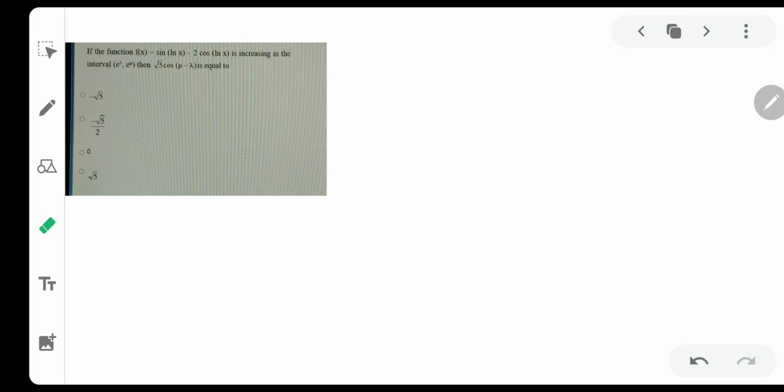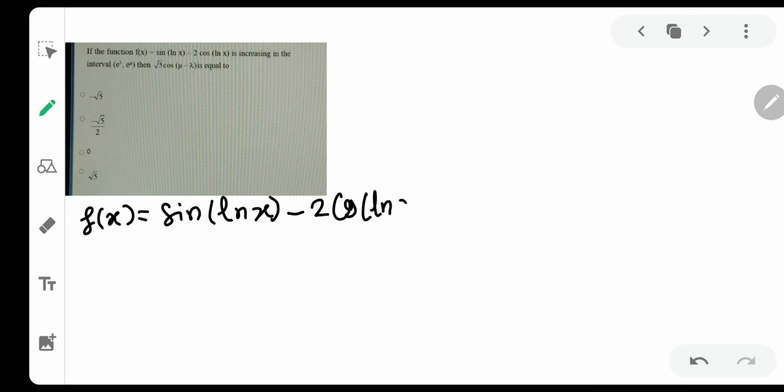And today one of our students has asked us this very interesting question. The question is, we have a function f(x) equal to sin(ln x) minus 2 cos(ln x), where ln x is nothing but log x with base e, the natural logarithm. We need to check that it is increasing in the interval e^λ, e^μ. Let me write it down over here, e^λ comma e^μ. And then we have to find some particular value, which is root 5 cos(μ − λ).